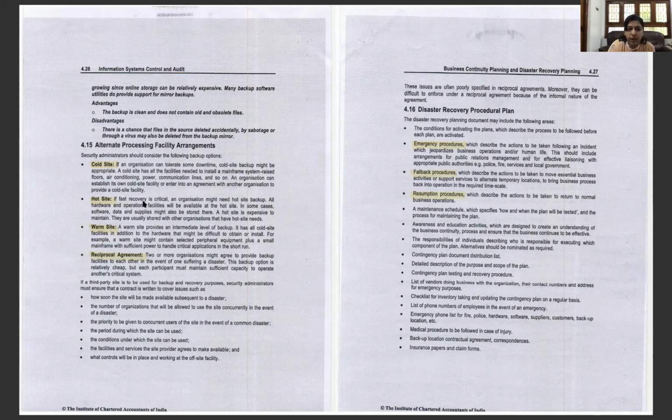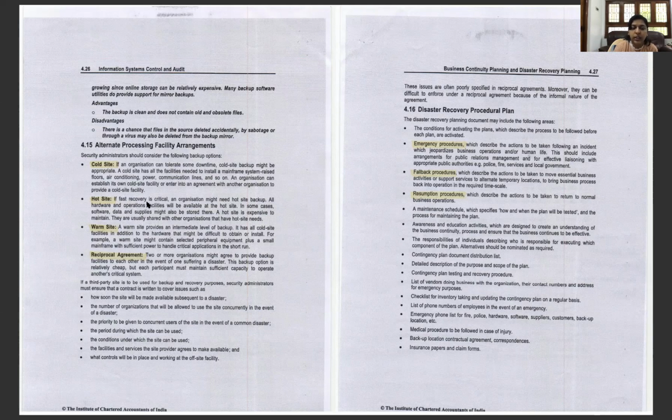If the fastest recovery is critical, that is, they don't have much downtime and don't have much of a pain threshold, then they'll have to prefer the hot site. All hardware and operational facilities will be available in the hot site. In some cases, software, data, and supplies might also be stored there. A hot site is expensive to maintain. They are usually shared with other organizations that have hot site needs.